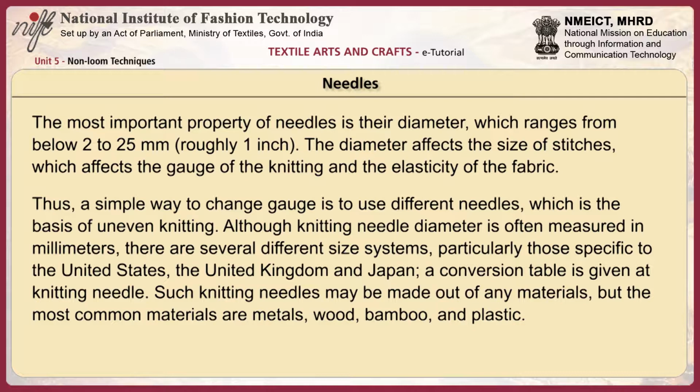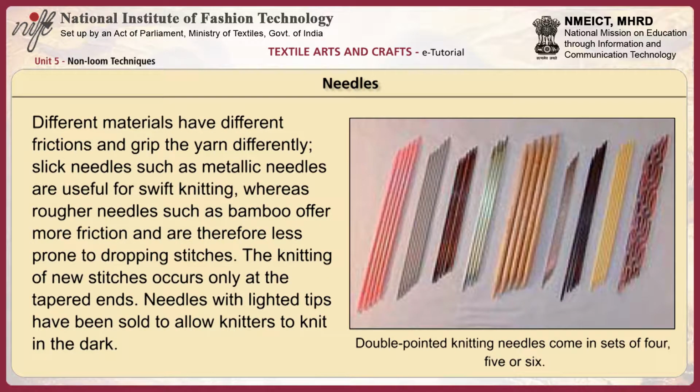Such knitting needles may be made out of any materials, but the most common materials are metals, wood, bamboo, and plastic. Different materials have different frictions and grip the yarn differently. Slick needles such as metallic needles are useful for swift knitting, whereas rougher needles such as bamboo offer more friction and are therefore less prone to dropping stitches. The knitting of new stitches occurs only at the tapered ends. Needles with lighted tips have been sold to allow knitters to knit in the dark.